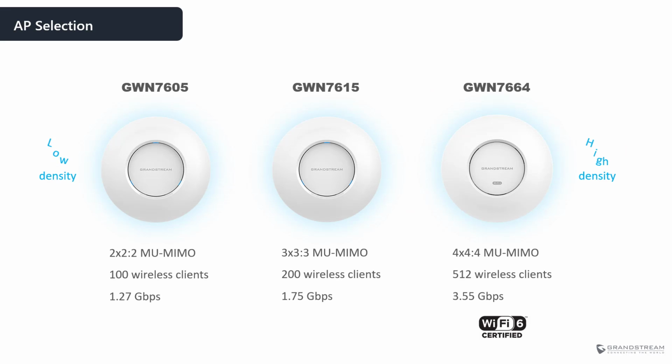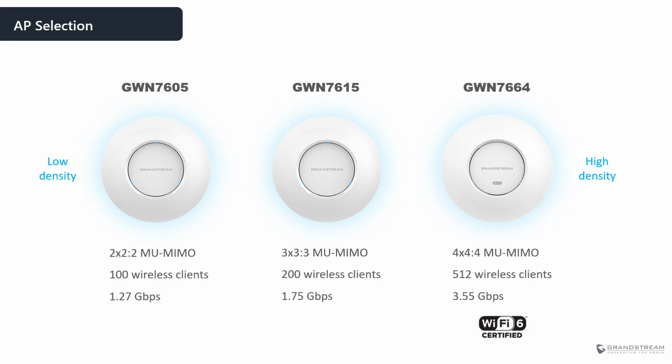We talked earlier about AP selection. So depending on the area where you're going to deploy the access point, that's going to help you determine which access point model to go with. So Grandstream offers a wide range of access points that fit different types of deployment. So we have low density access points all the way to high density access points.